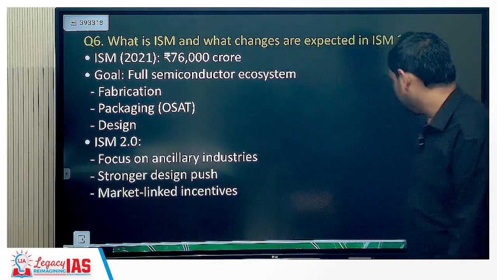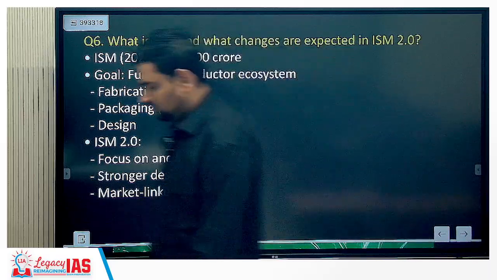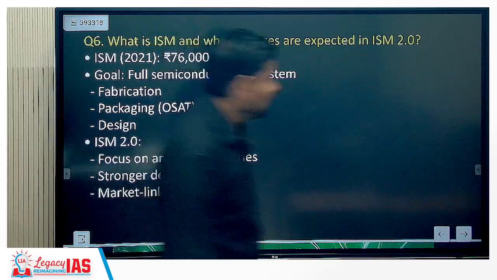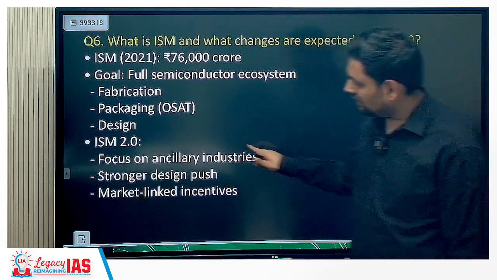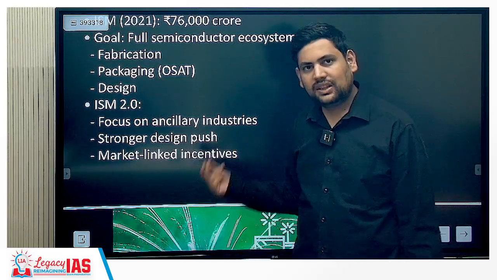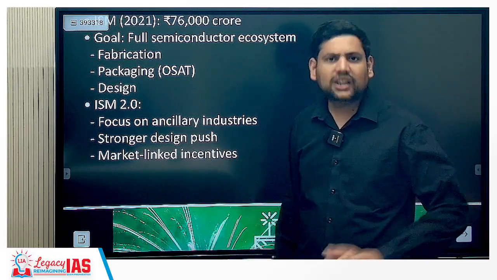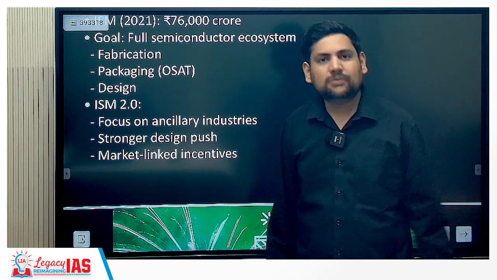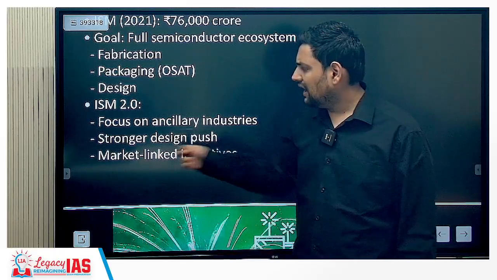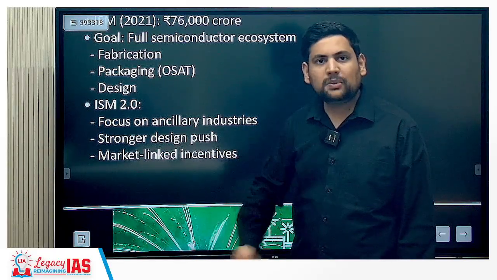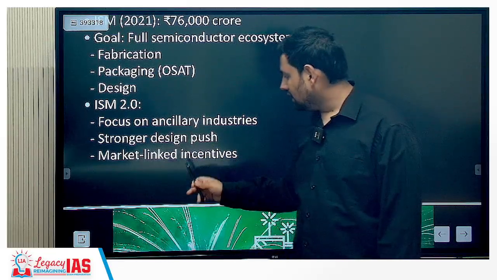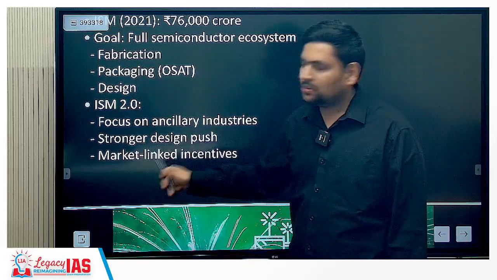Now the focus of ISM 2.0 is actually on ancillary industries. What are ancillary industries? They are industries that support this. For example, for making silicon chips you need very clean gases and different kinds of substrate materials. All those will be supplied by other industries, called ancillary industries. We are focusing on developing more ancillary industry. A stronger design push will be given, and market linked incentives. This is what ISM 2.0 will be about.